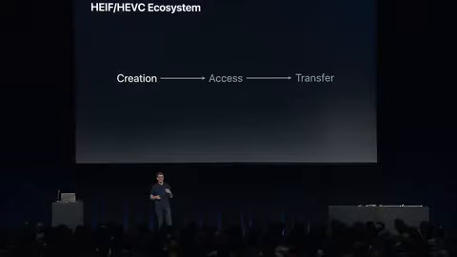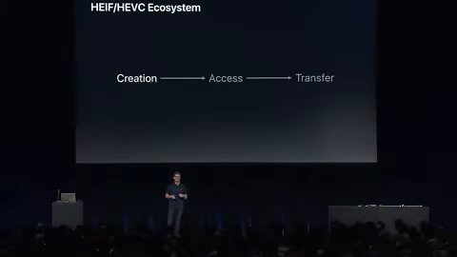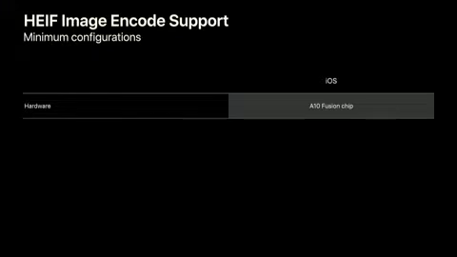Okay, that was access. Let's move on to creation. So, where and how can we create HEIF image and HEVC movie content? So, as you can see, we currently only have HEIF and HEVC encode support in hardware on iOS, with the minimum configuration being the A10 Fusion chip, an example of which is the iPhone 7 and the iPhone 7 Plus. So the notable exception at this point in time is HEIF and HEVC encode support on macOS.